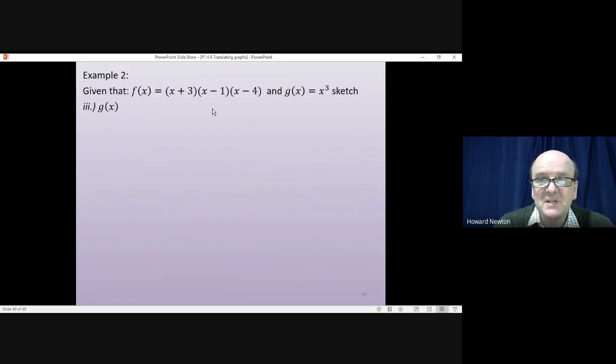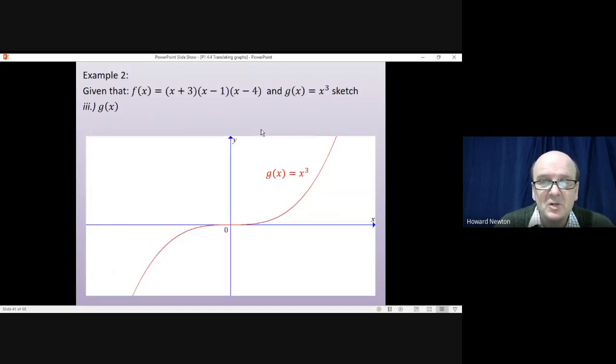Question 3 asked us to sketch g of x, which is just x cubed. So it'll look something like that, with a point of inflection at the origin.